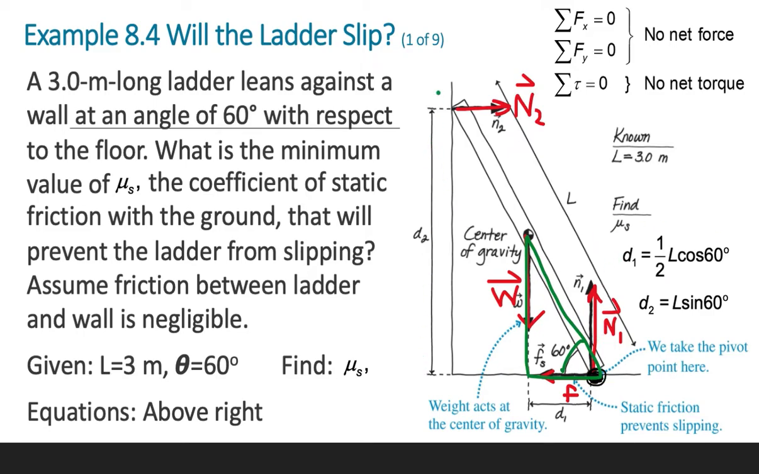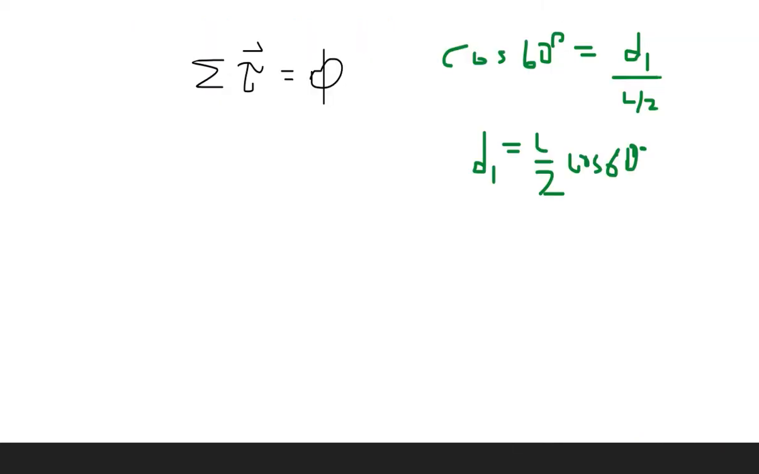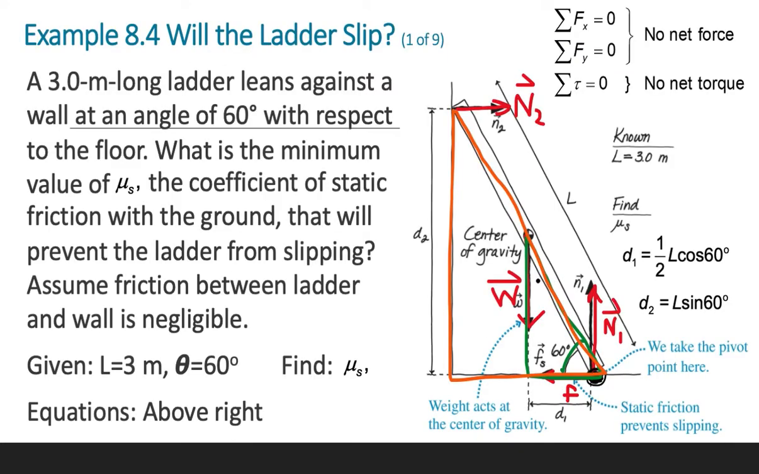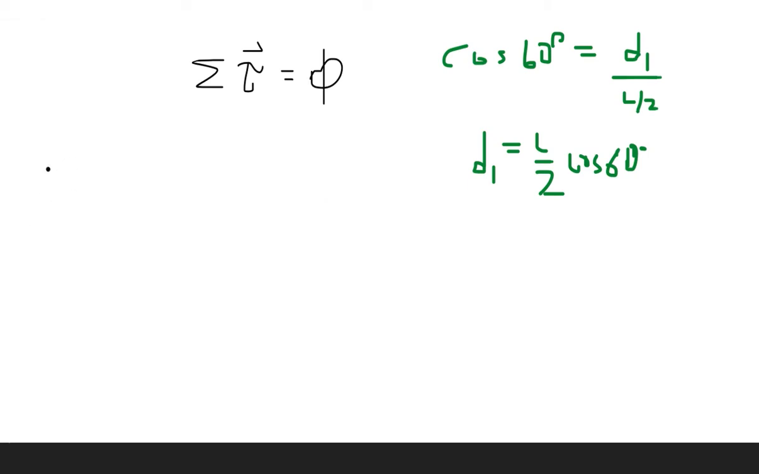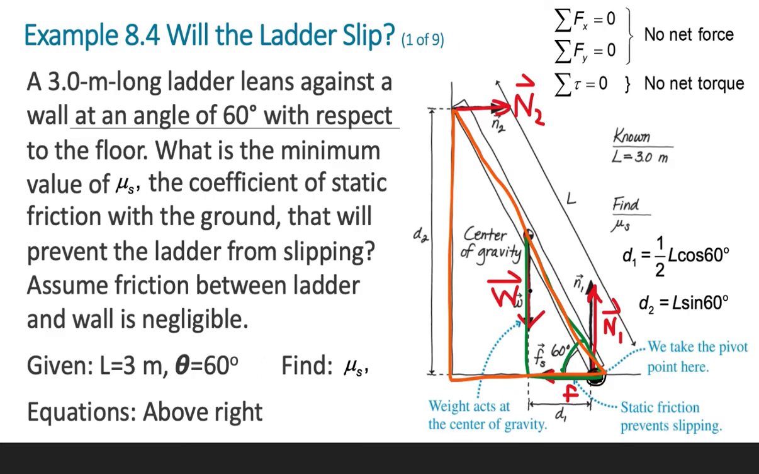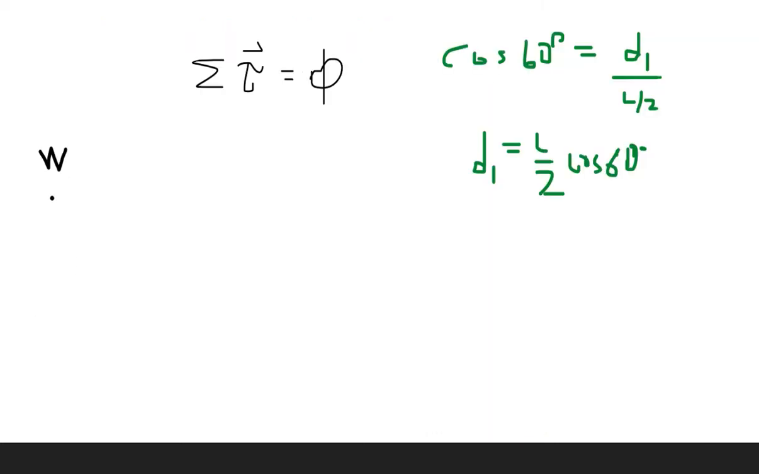Similarly, we can find D2 by using a different right triangle, the orange triangle. To find D2, we use the sine of 60 degrees, and we get D2 is equal to L sine 60. Now we're ready to look at our torques. The sum of the torques must be equal to 0. So let's look at our first torque. Our first torque is this weight. So we know that we have to multiply the weight by the radius, and we want them to be 90 degrees to one another. So that would be this D1, which is L over 2 cosine of theta.